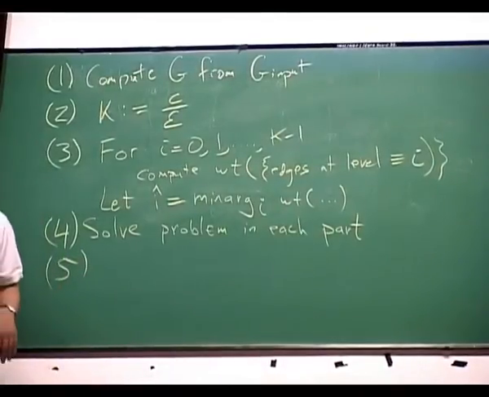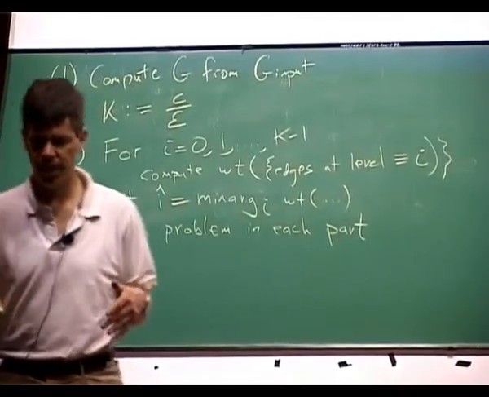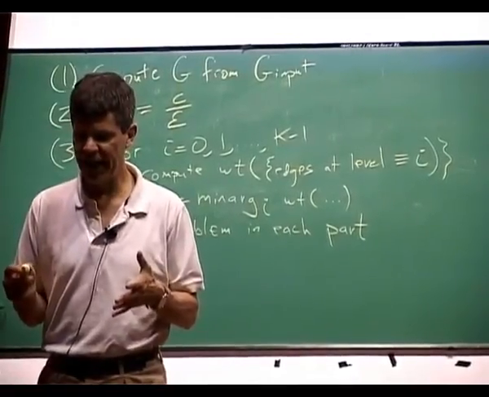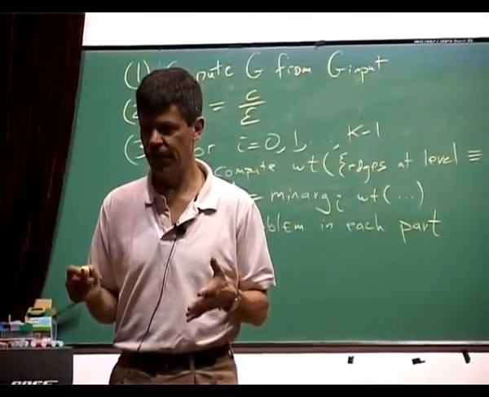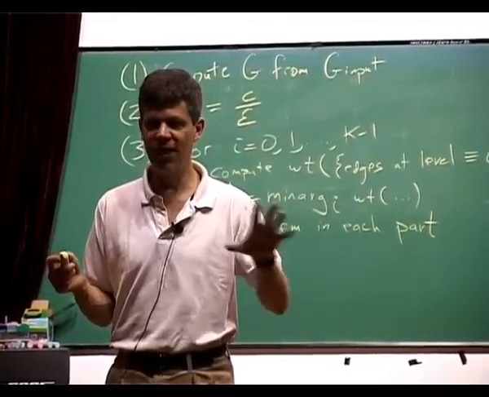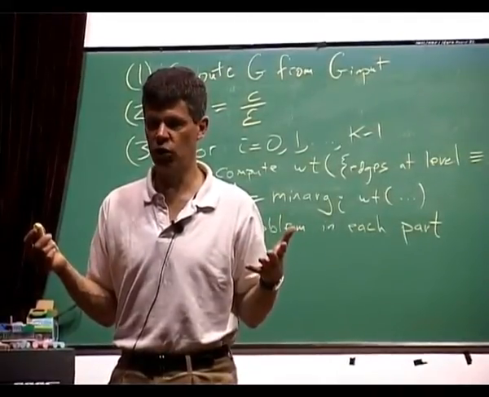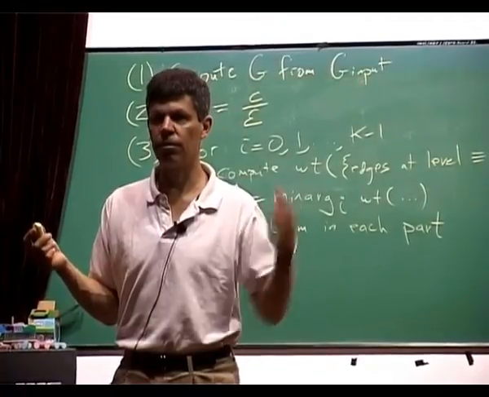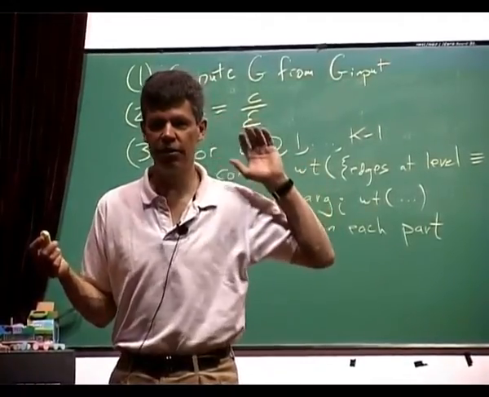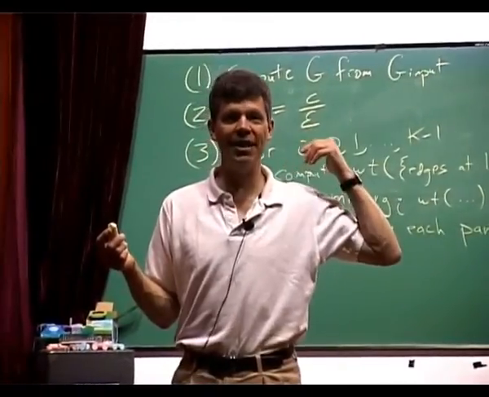And finally, we have to find a solution for the graph G. And how did we do that? We found optimal solutions for the parts. What did we have to do to their union in order to get it to be a solution for the whole? Add the edges? Yeah.